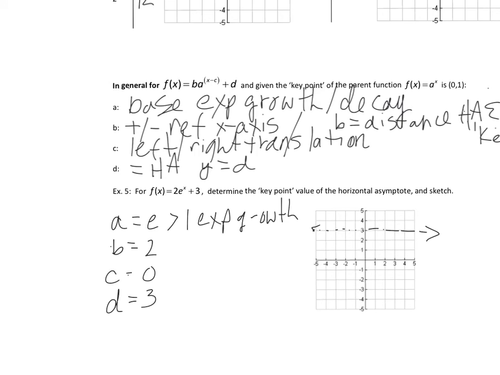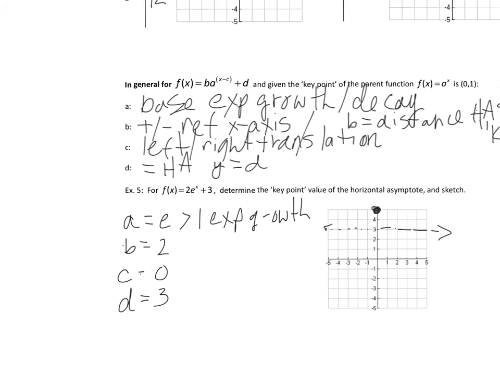Well, B is positive, which means there is no reflection, so therefore it is going to be up. We have shifted the whole graph up and expanded it, but we haven't reflected it because B is positive. So we still go up. Now, if that was a negative 2, then instead of going from here up 2, we would go here down 2, but B is positive. So we also have e greater than 1, so we have exponential growth. So therefore, we start here and then sketch up.